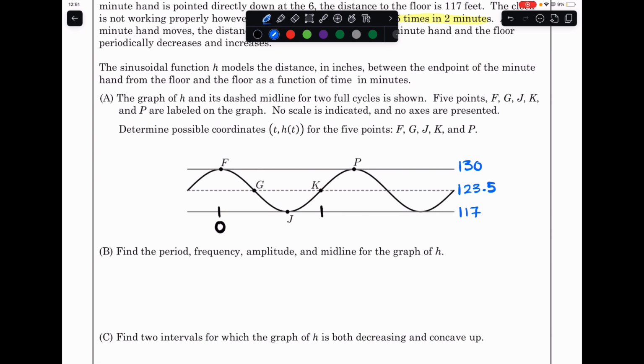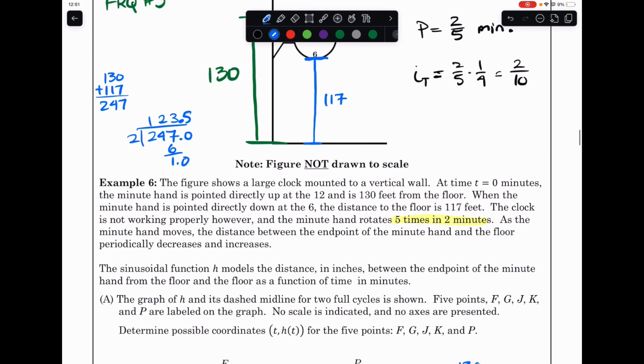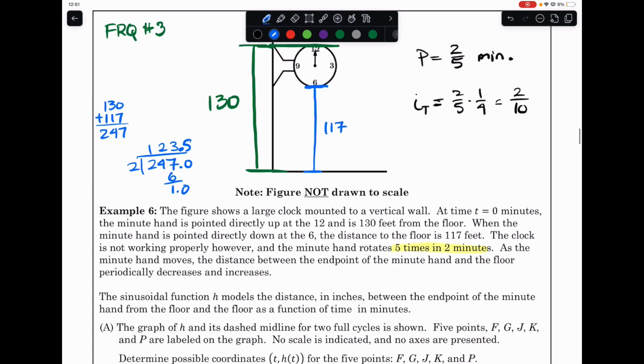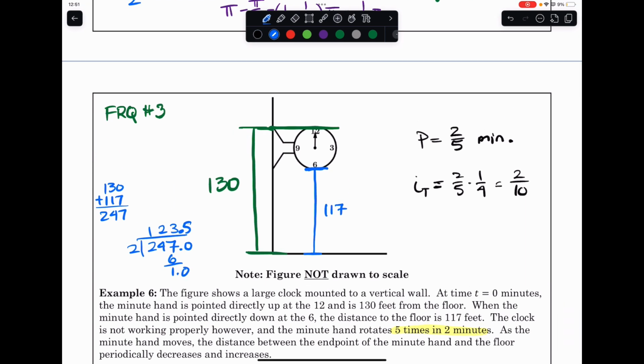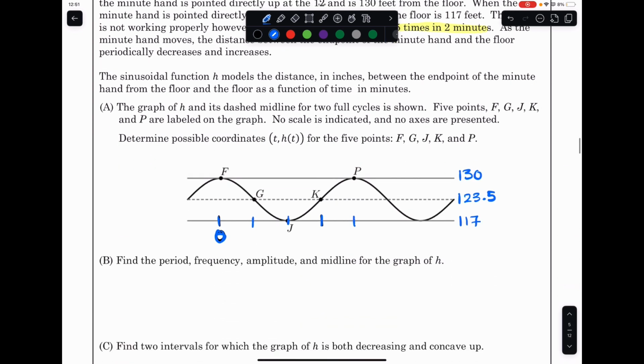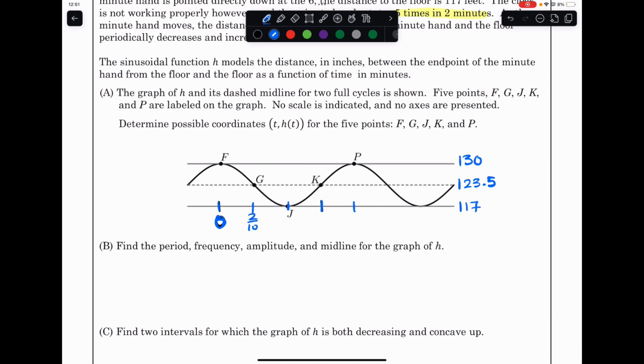Now that I have this, going back to what I discussed earlier, our starting point is at 0. At 0, the minute hand is directly at 12, and it's 130 feet from the floor. So that's going to be the highest that the minute hand is going to be from the floor, the furthest away. So we're going to start right here at F. And we're going to start at 0. And since we're increasing in intervals of 2 over 10, this right here would be 2 over 10, 4 over 10, 6 over 10, and 8 over 10.